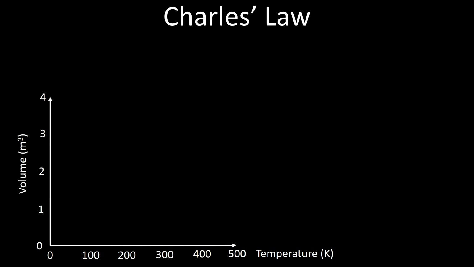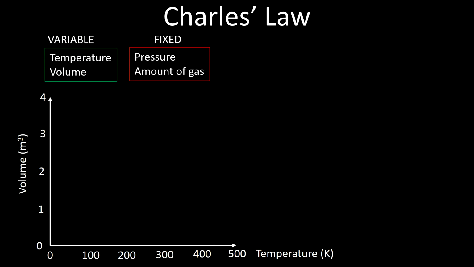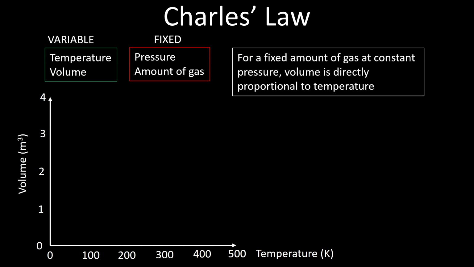Okay, next law, Charles's law. Graph for this is a bit more straightforward. This time we're fixing pressure and amount of gas rather than temperature and amount of gas, and we are now allowing temperature and volume to vary. Okay, and as you probably already know, if you heat a gas up, it should expand. Then it suggests that if we increase the temperature, we increase the volume, and indeed what Charles's law says is that the volume is directly proportional to the absolute temperature.